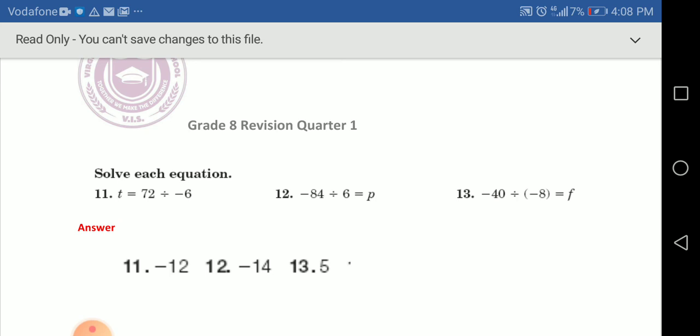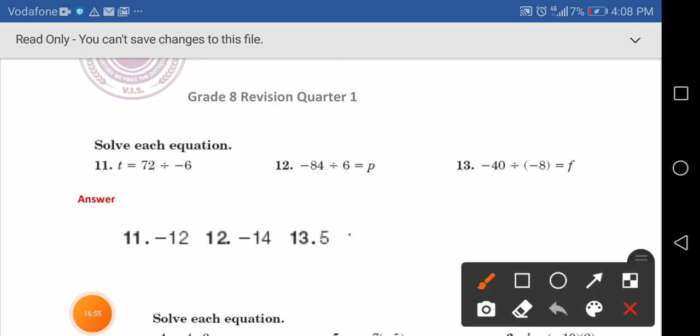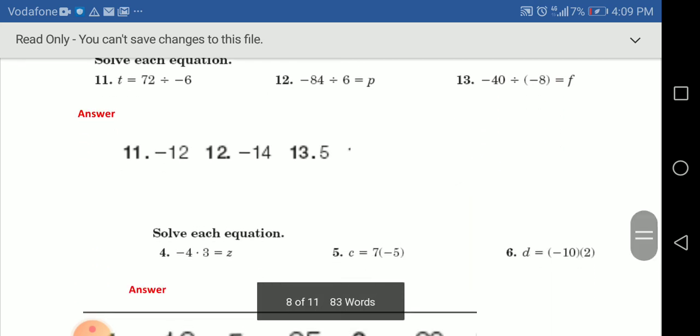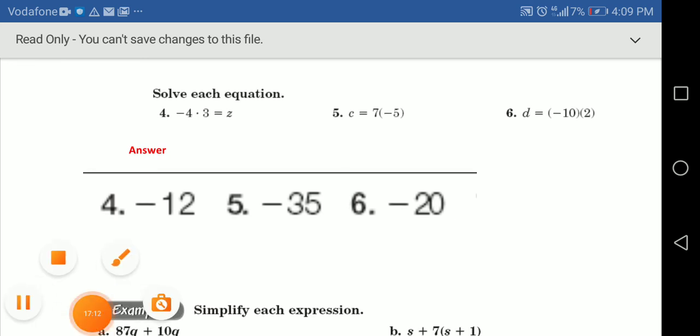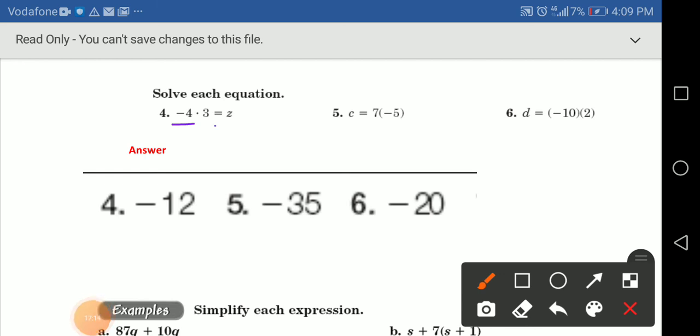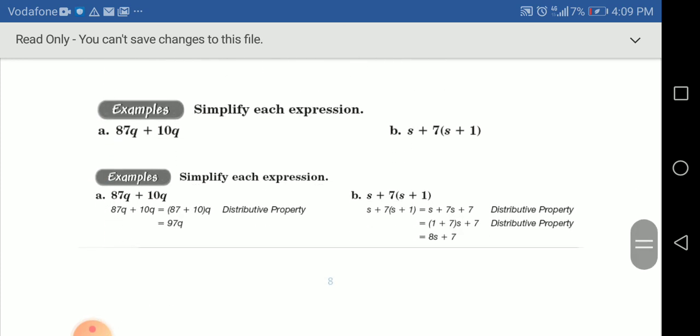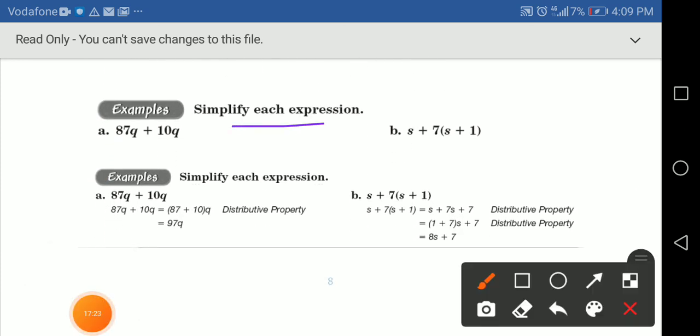Okay? We have here negative 40 divided by negative 8. Negative divided by negative gives me positive. 40 divided by 8 gives me what? Gives me 5. So f is 5. Solve each equation here. We have some equations. Negative 4 times 3, so it will be negative 12. This is the same. Remember, this one is important. Simplify each expression. 87q plus 10q.